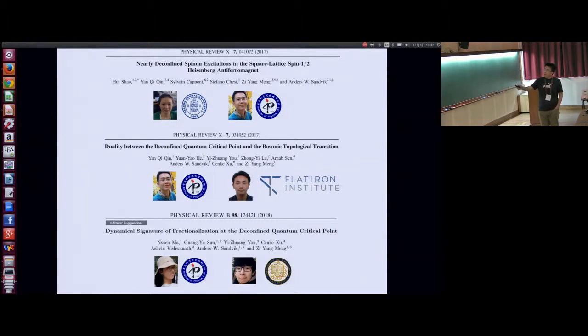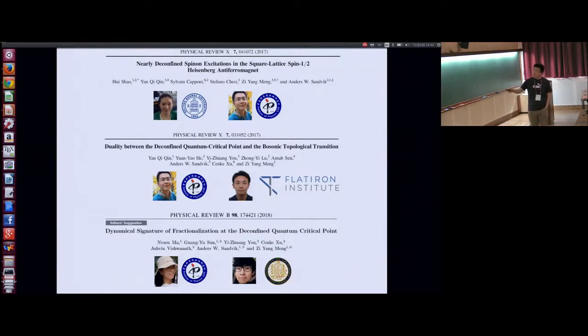And from there on, we continue. Actually, we found another model that linked this Heisenberg model to a deconfined quantum critical point. And not only that, we found that there's a duality relation between this deconfined quantum critical point of the spin models to some bosonic topological transition. That was about this duality transition. And here also Yan Qi and Yuan Yaohe were back then students at Beijing Renmin University. Right now, he's a postdoc at Flatiron Institute.